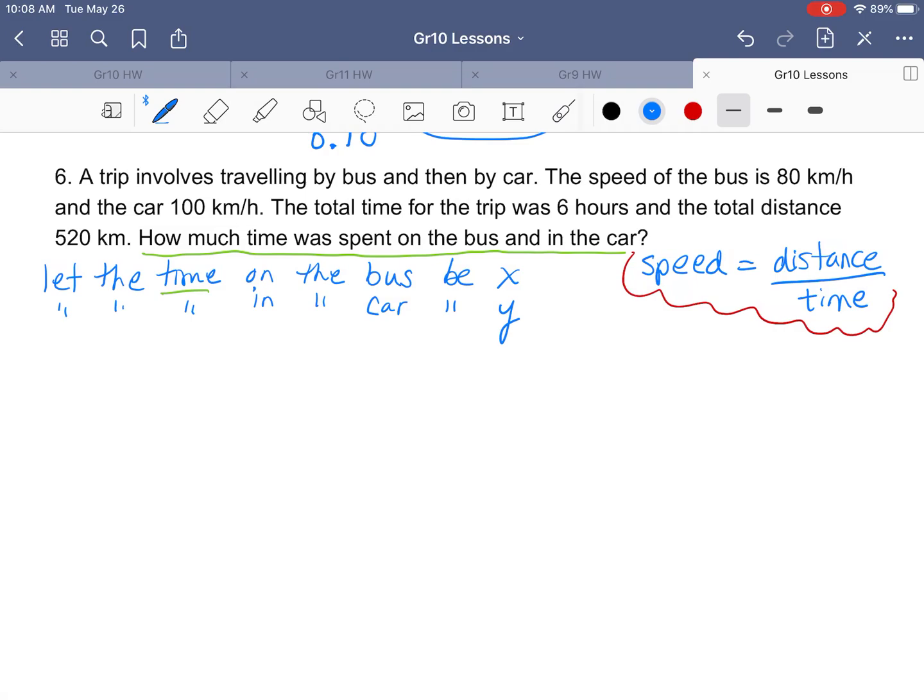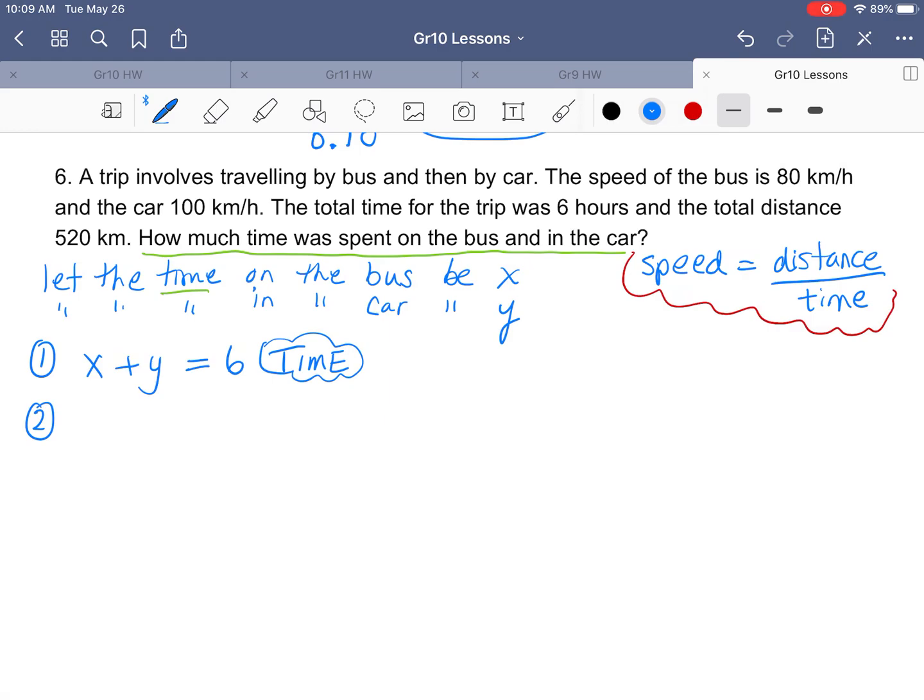Okay, now we're going to make two equations based on the information we have. So our first one is going to be on time specifically. So x plus y is equal to 6, because we know the total time for the trip was 6 hours, and we've decided that x is going to represent the time on the bus and y the time in the car. So I'm going to just write the word time here to show what we are using.